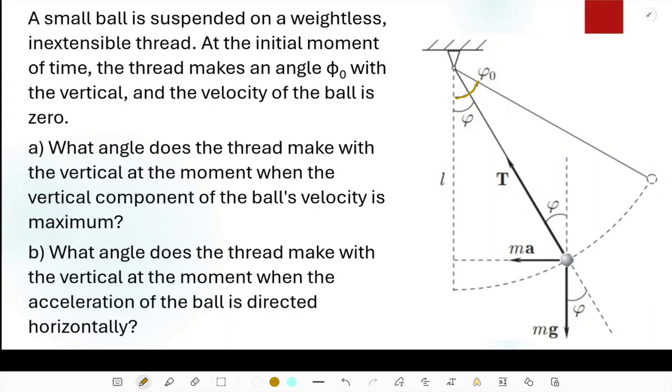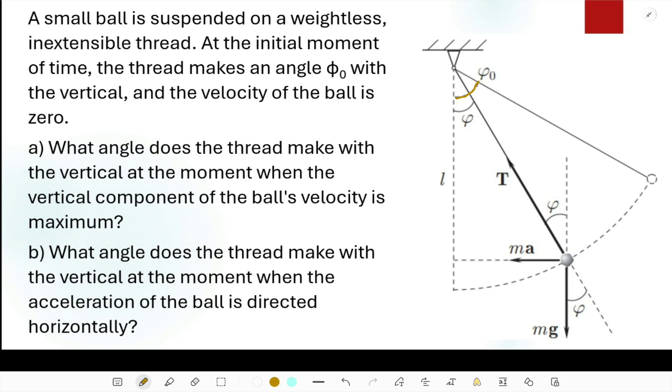Well, there is a problem on your screen that says a small block is suspended on a weightless, inextensible thread. At the initial moment of time, the thread makes an angle phi naught with the vertical, as you can see there. And the velocity of the ball is 0. That means the ball will be released from rest. And there is the first question.